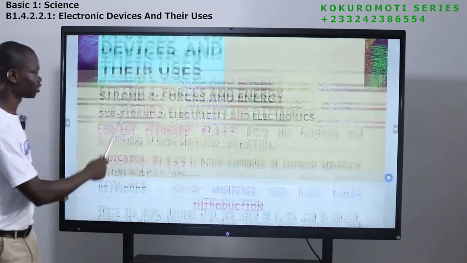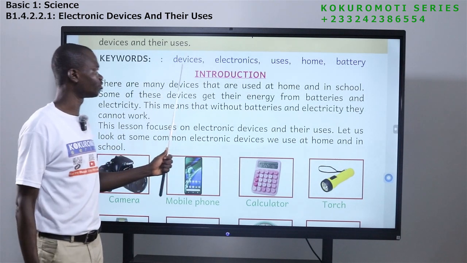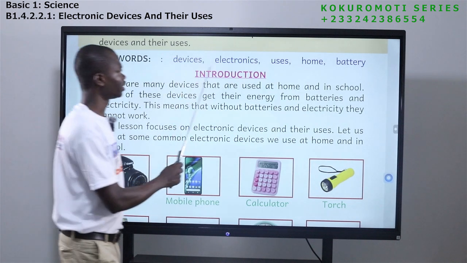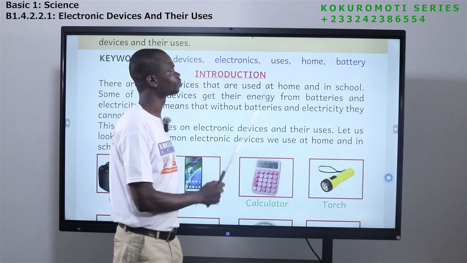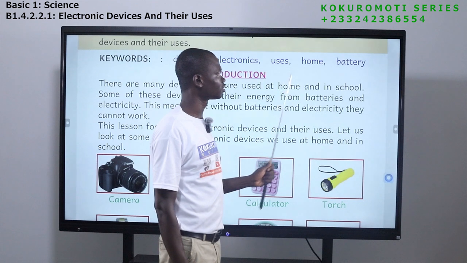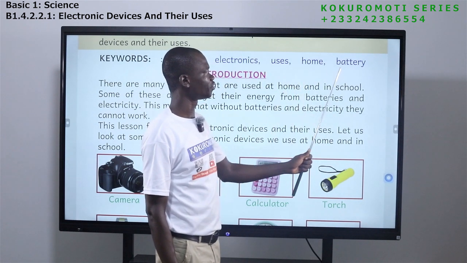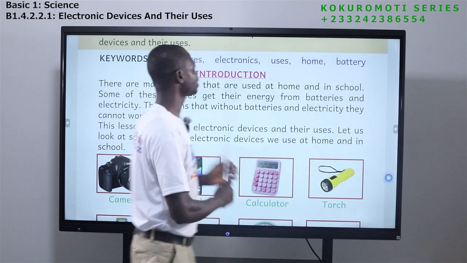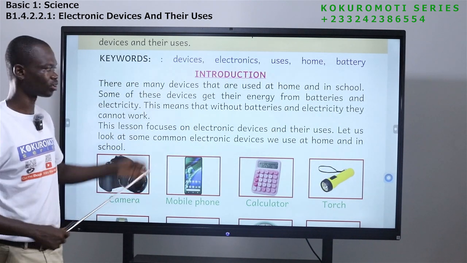In this lesson, there are some words that we will see. One of them is devices. Electronics. Uses. The next word is home. Then we have battery. So these are some of the words that we are going to see in the lesson, and as we move on, you'll get to understand all of them.